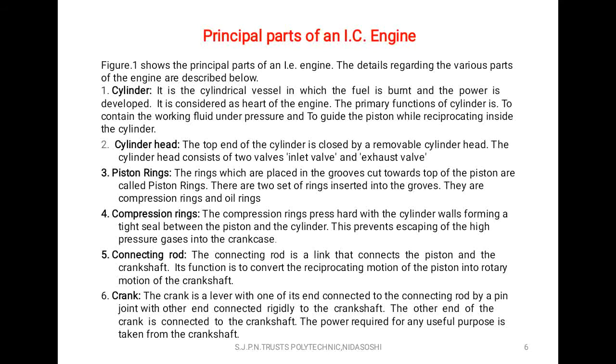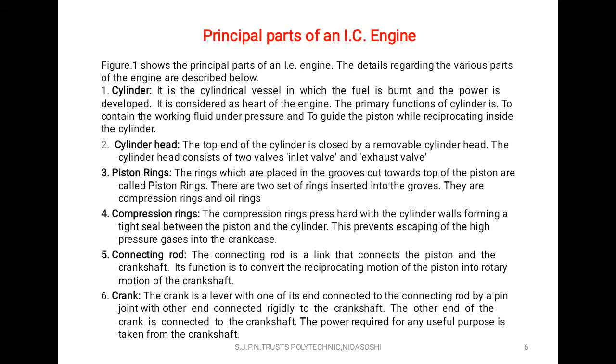Piston is a reciprocating element inside the cylinder, and piston rings are placed on the grooves cut on the piston. These piston rings are of two types: compression rings and oil rings. Compression rings are pressed hard against the cylinder walls, forming a tight seal between the piston and cylinder. There is a gap between the piston and cylinder wall, so that gap is filled by a tight seal which prevents the escaping of high pressure gases from the cylinder to the crankcase.